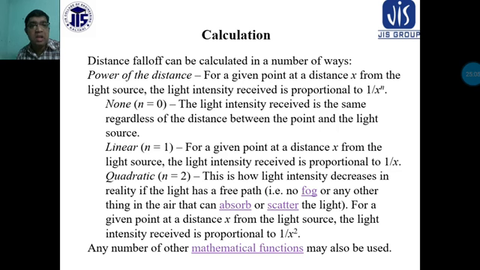decreases in reality if the light has a free path, that is, no fog or any other things in the air that can absorb or scatter the light. For a given point at distance x from the light source, the light intensity received is proportional to 1 by x squared. Any number of other mathematical functions may also be used.